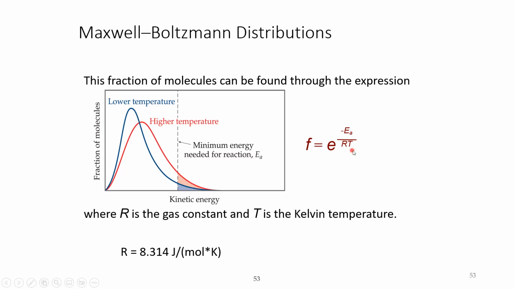And then with the temperature, as the temperature increases, we're going to have a larger denominator, which is going to make this number smaller overall. And since it's negative, that'll actually make the fraction larger. So that's why as we increase the temperature, now we'll have more of the molecules having sufficient energy as well.